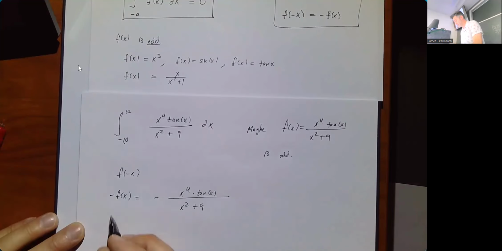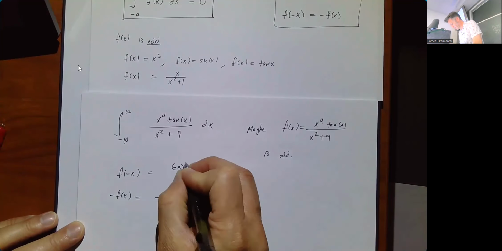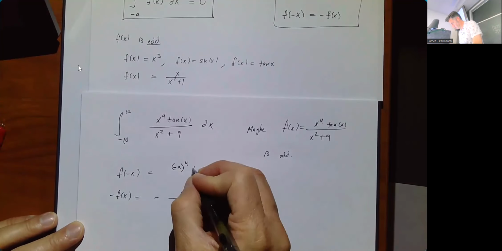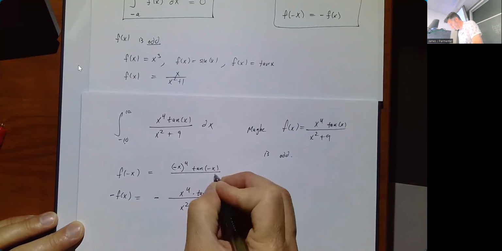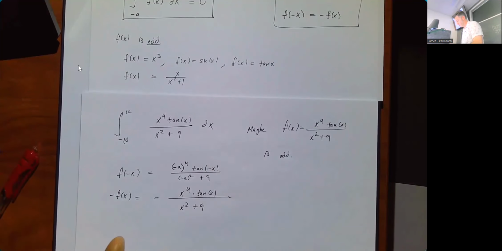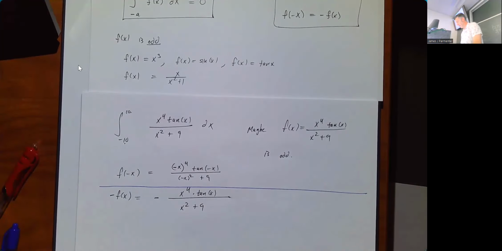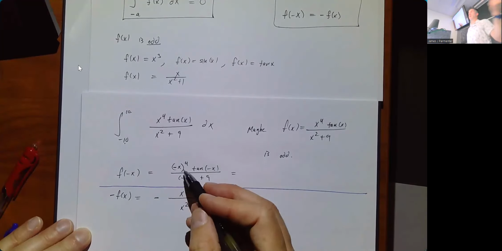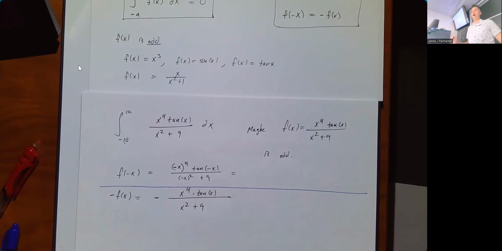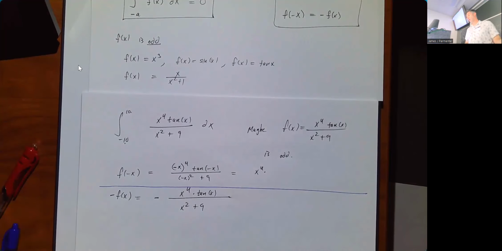Let's look at f of negative x. So f of negative x is going to be negative x to the 4th power times tangent of negative x over negative x squared plus 9. And I should maybe give myself some separation here. So simplifying that, when you have a negative x to an even power, you end up with positive x to the 4th, because you have negative x times negative x times negative x times negative x, which is positive x to the 4th.